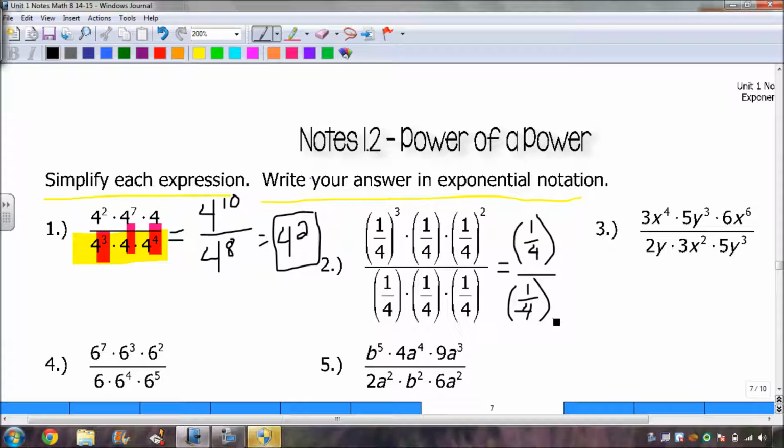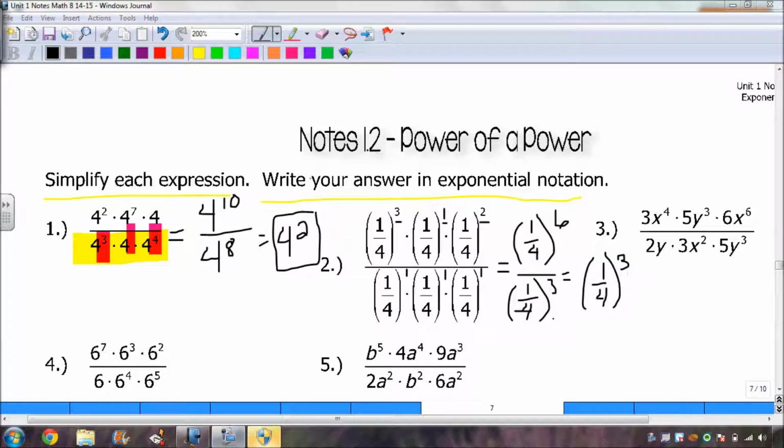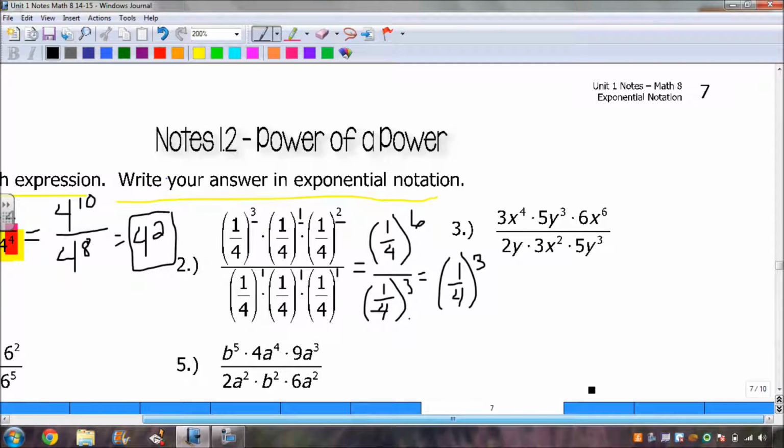Okay, in the numerator, you should get to the third power, to the first power, to the second power. When you add those 3 numbers together, you end up getting to the 6th power. And then in the denominator, you have 3 invisible 1s, so 1 plus 1 plus 1 is to the third power. So your final answer for this one is going to be 1/4 all raised to the third power. Remember, you need to have parentheses around 1/4 because it is the entire number that's being raised to the third power.